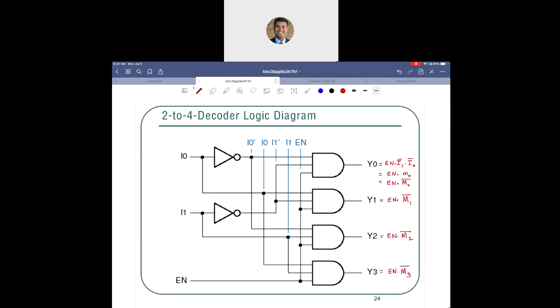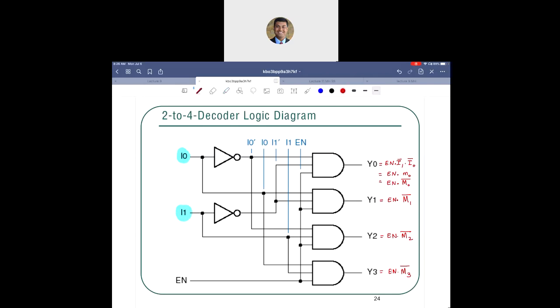There's no way to know. So it is critical that right now I define which one is the least significant input and which one is the most significant input. For that, we have the numbering. As you can see, there is a I sub 0, I sub 1. So the numbers over here for each input indicate significance.